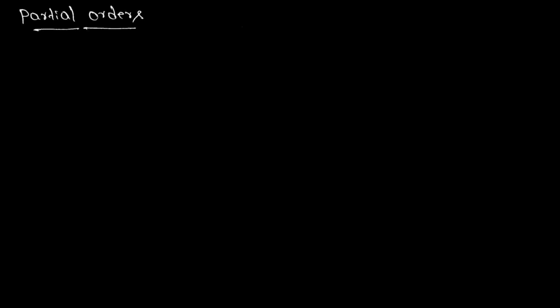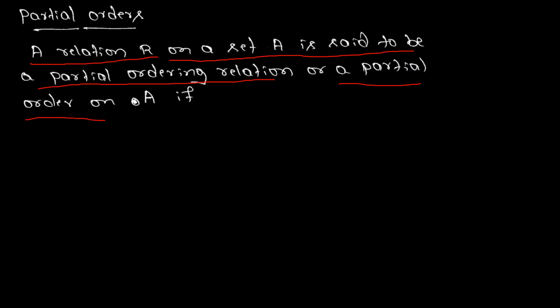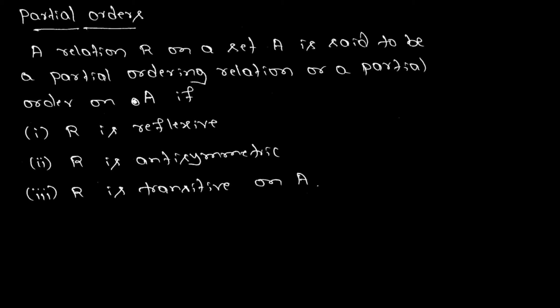Now let us see the next topic, partial orders. A relation R on a set A is said to be a partial ordering relation or a partial order on a set A if R satisfies reflexive, R satisfies antisymmetric, and also R must satisfy transitive on the set A.